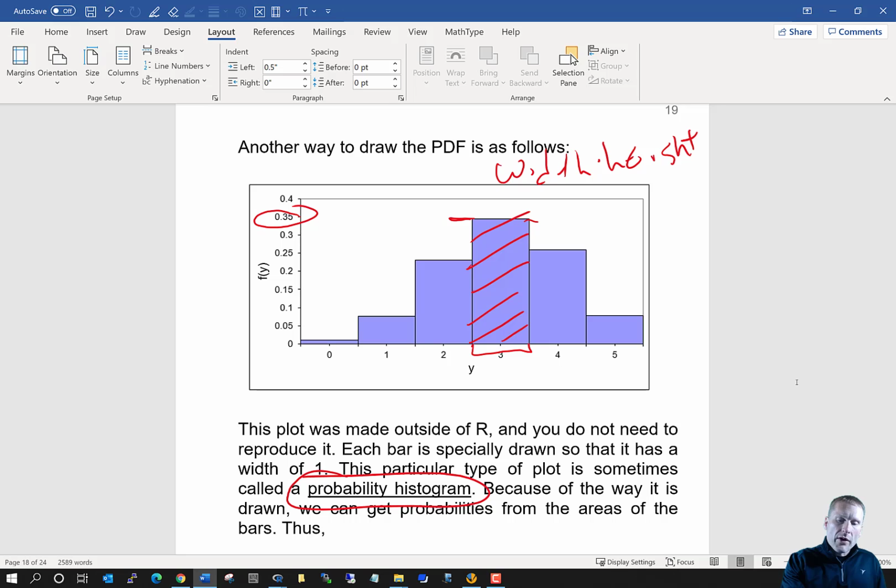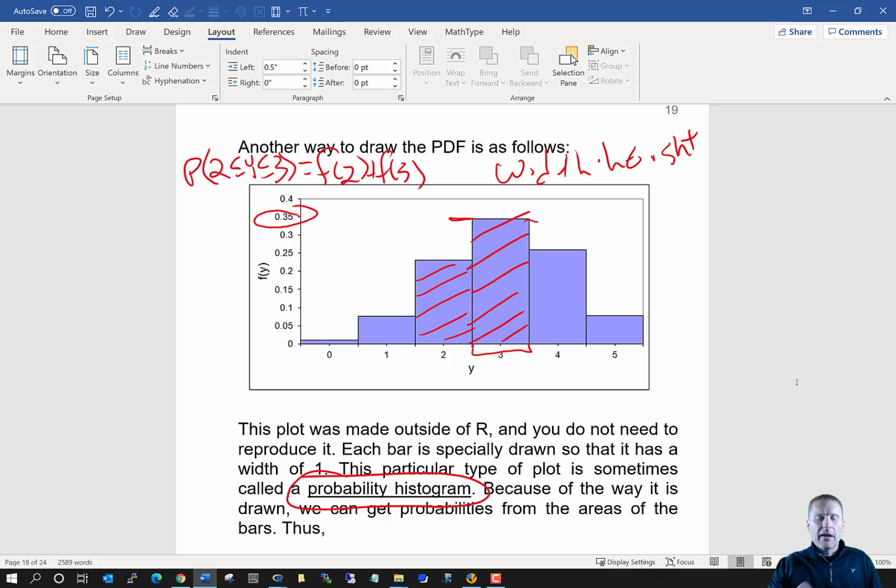And so if I wanted to, let's say, now find the probability that 2 is less than y is less than or equal to 3, which would be f of 2 plus f of 3, of course, I could go to my table of probabilities for my PDF, or instead what I could do is just simply find the area of these bars.